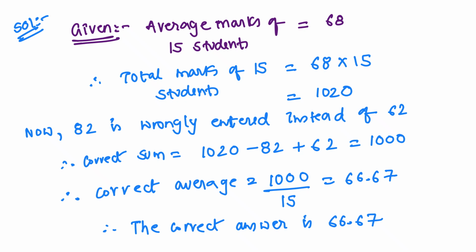Now, 82 is wrongly entered instead of 62. Therefore, correct sum is equal to 1000. Therefore, correct average is equal to 1000 by 15, which is equal to 66.67. Therefore, the correct answer is 66.67.